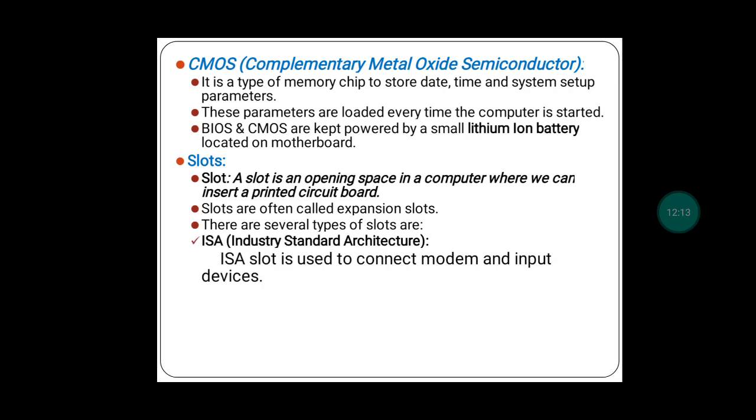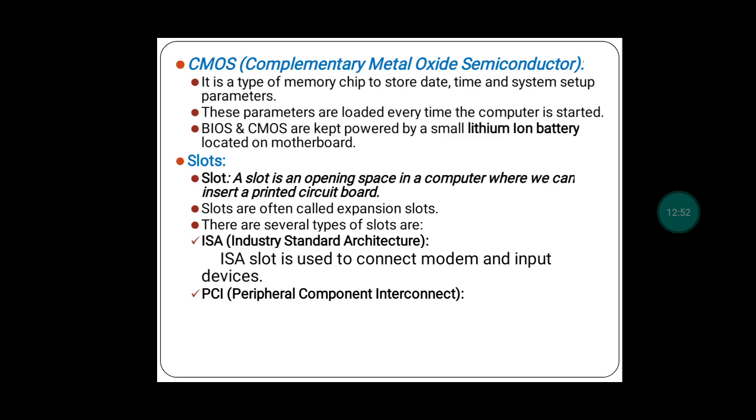Now let us see some of the types of slots. First one is ISA, that is Industry Standard Architecture. Here also one more question can be asked, expand ISA, and it was asked in one of the annual examination question papers. So what you need to write: ISA stands for Industry Standard Architecture, and this slot is used to connect modem and input devices to your computer system. This was the earliest slot, used to connect modems, that is modulators and demodulators, and some input devices to the computer system.